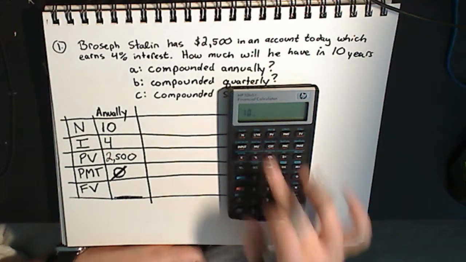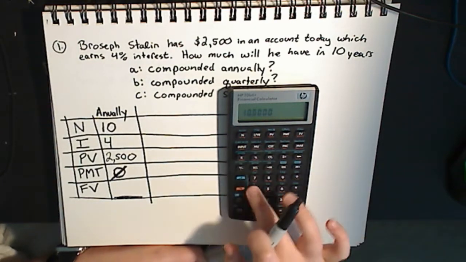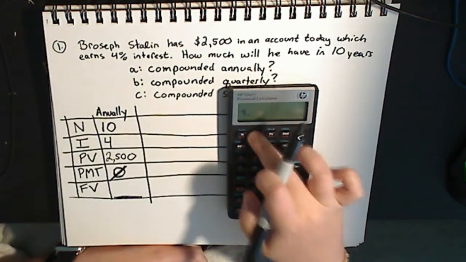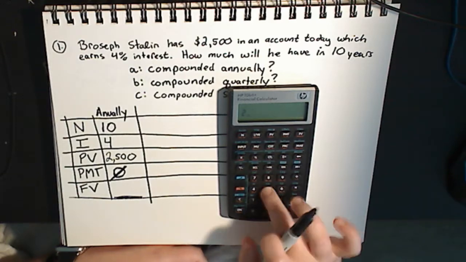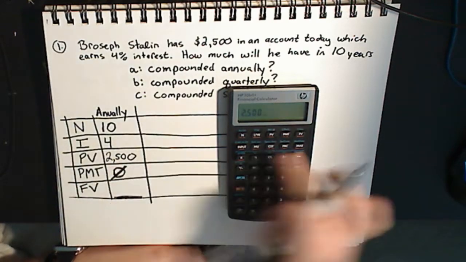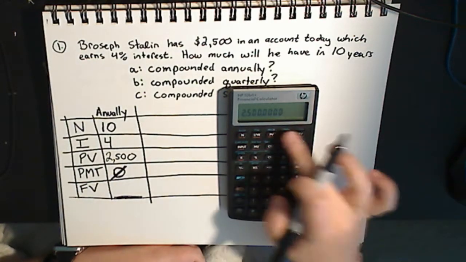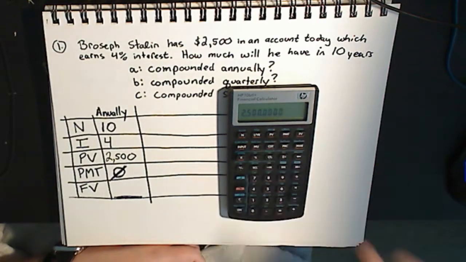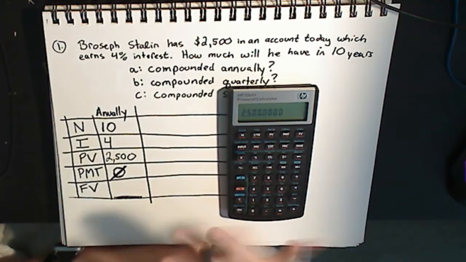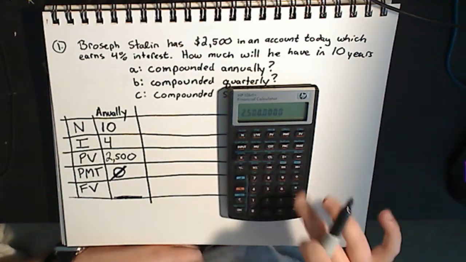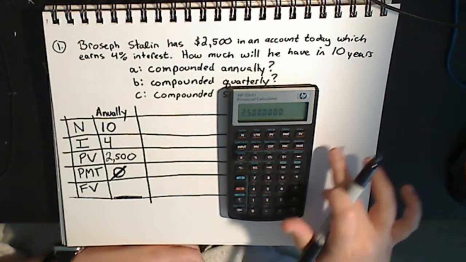10 is N. 4 is I. 2500 is PV. Payment is 0. You can go ahead and punch 0 PMT, or you could just leave it blank if it's 0. And then punch nothing in to solve for FV. So punch FV.